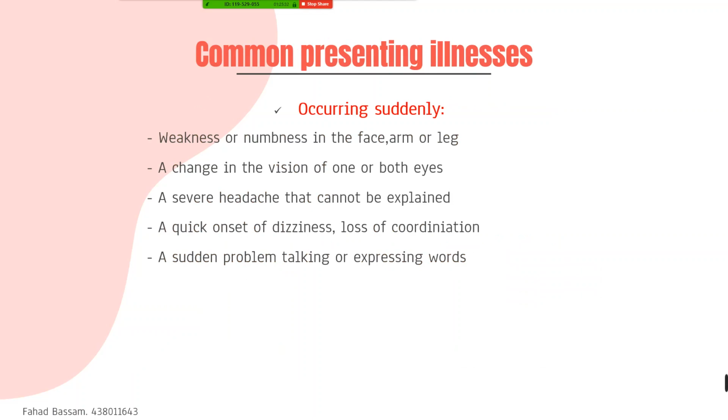Okay, so I've listed some of the common presenting illnesses that we usually see in patients in the clinic. Most of these occur suddenly without any prior alert. Usually you're going to see patients with weakness or numbness in the face, arm or legs. Usually patients with strokes will present with a change in the vision of both or one eye, and this is a very common point. A severe headache that cannot be explained, whether it's migraine or other types of headache. A quick onset of dizziness, loss of coordination, and a sudden problem talking or expressing words.